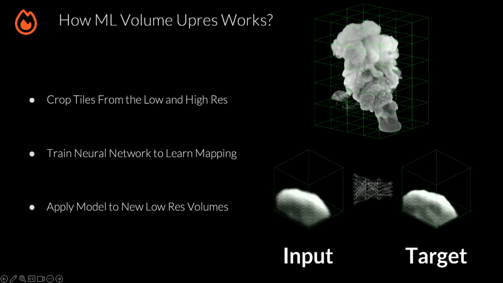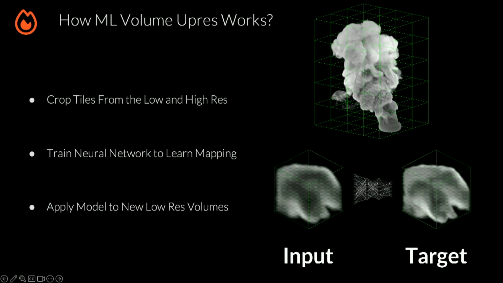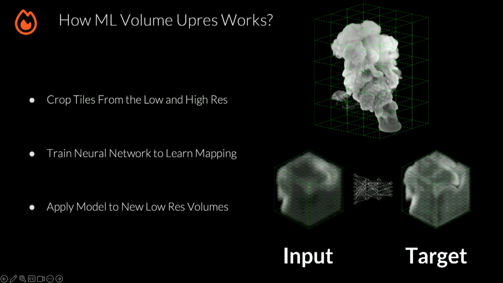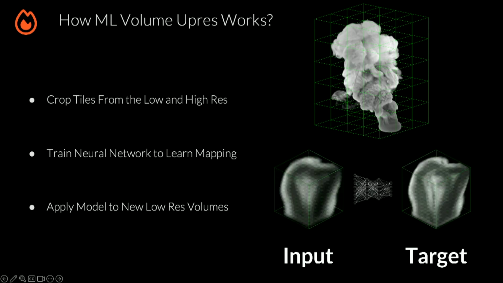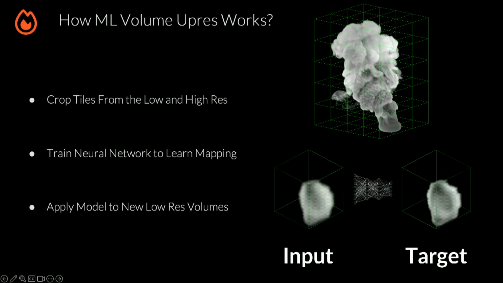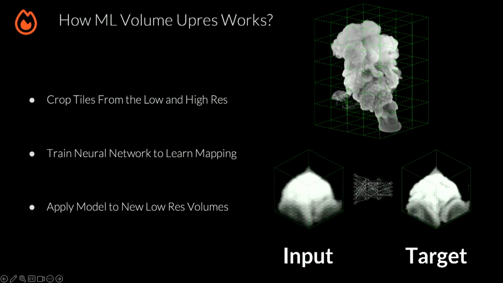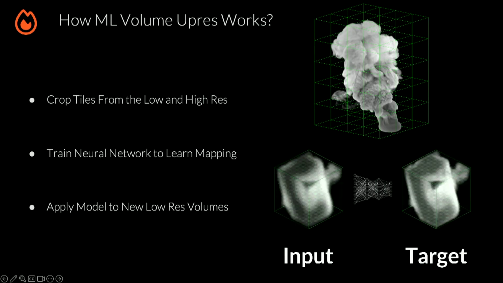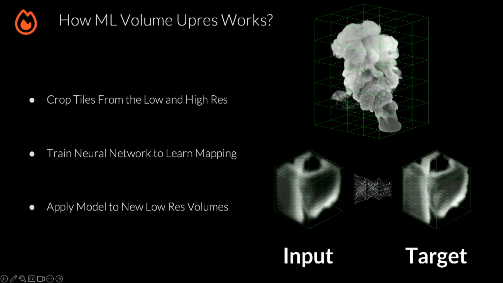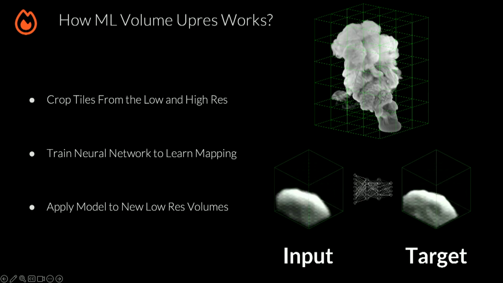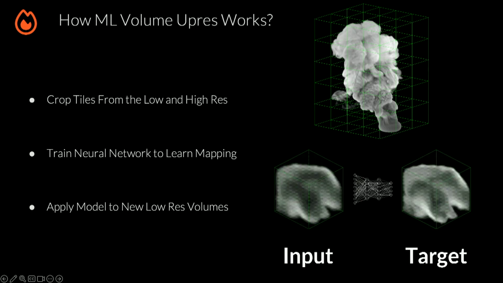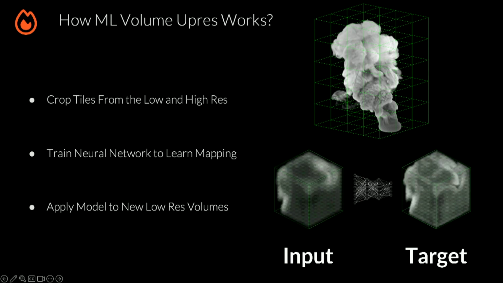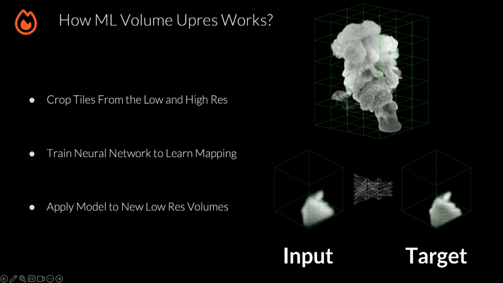Because GPU memory is often limited, we cannot fit the entire volume into VRAM. We need to split those up into tiles. This all happens automatically before being fed into the neural network. The network then tries to learn and understand how those low-res inputs should look at a higher resolution. Once the network finishes training, we can apply the model to new, unseen low-res simulations and up-res them.